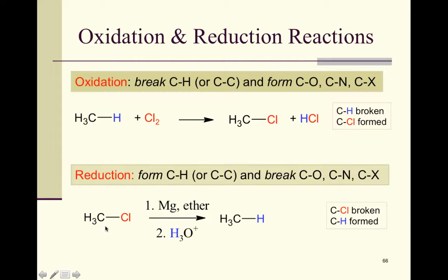In this case, when we take a Grignard reagent, magnesium and ether, and then we protonate it in a second step, we take carbon that was bonded to chloride, and now we have a hydrogen there. So carbon has more bonds to hydrogen than it had before. This is an example of a reduction reaction.